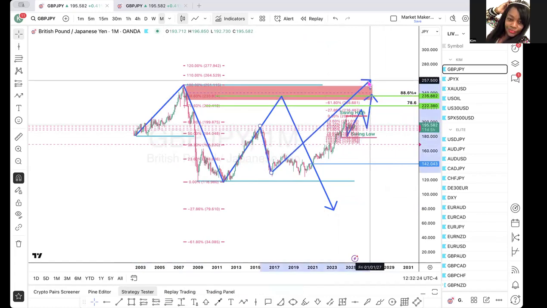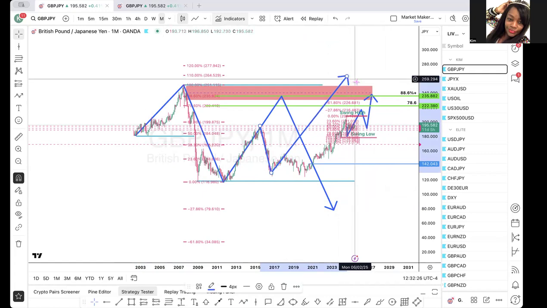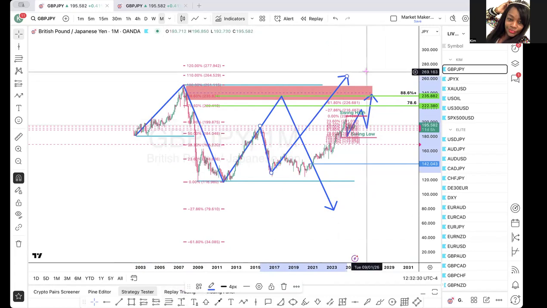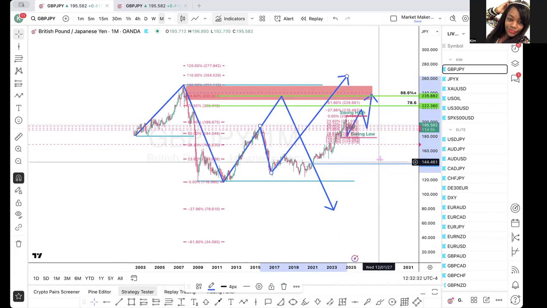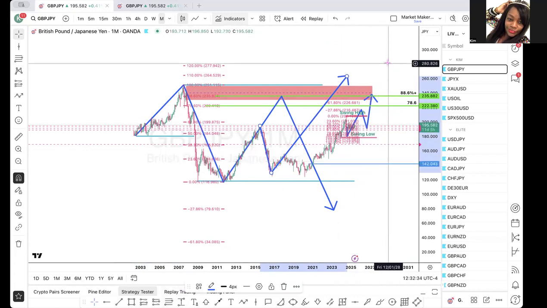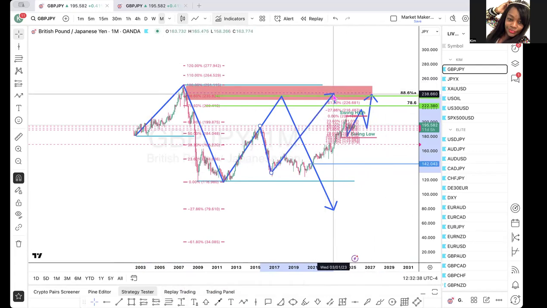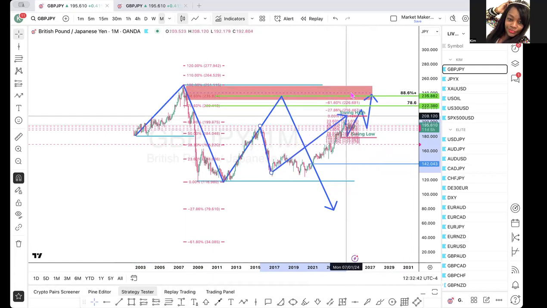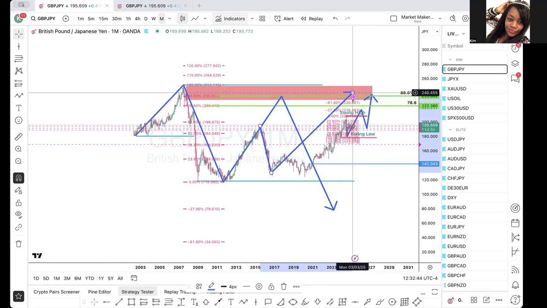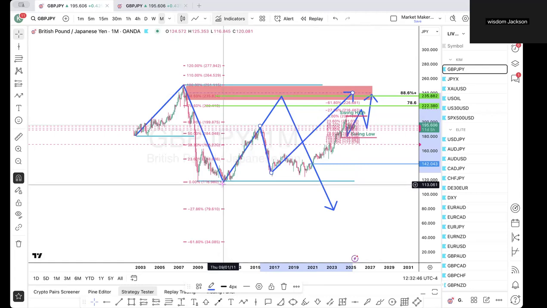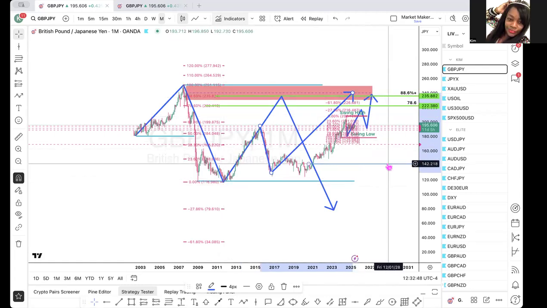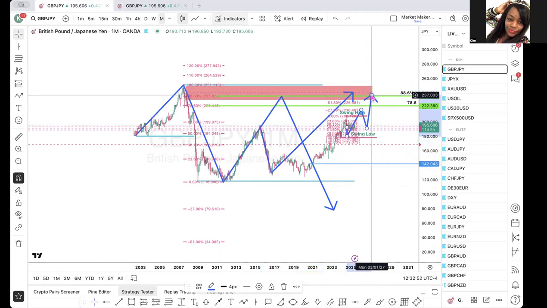However, if price does break this high, then I would be looking to sell back down to this zone and buy from this demand zone to the next high. But you have to trade what you see and not what you think. So once price got here, that's when we have to determine whether we're going to sell to this low or whether we're going to sell to this demand zone to then continue buying. One of the two.